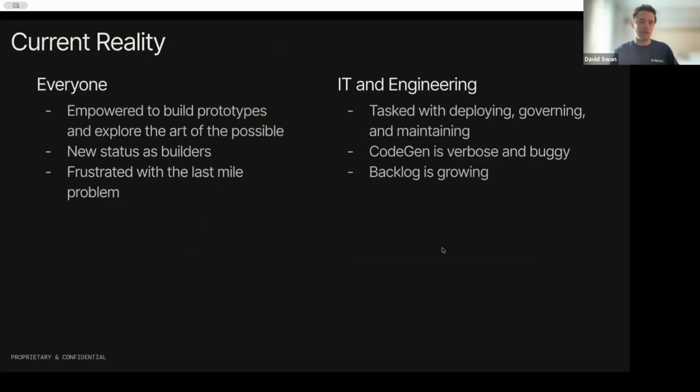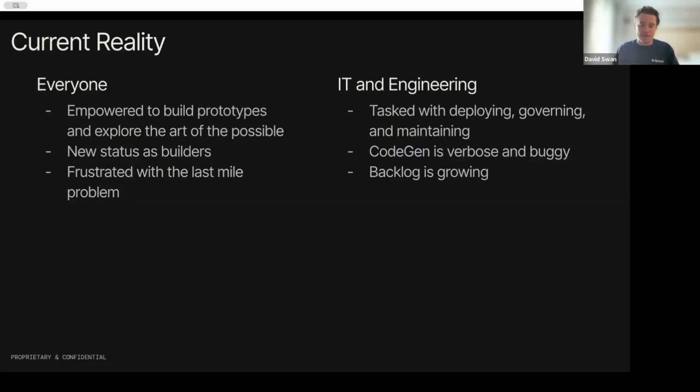So much so that there's maybe two organizations butting heads, where everyone is now empowered to go build prototypes and explore the art of the possible. They have this new status as builders and they're truly empowered. But they get frustrated with that last mile problem. And whether that is a frustration because the AI solution isn't getting it across that last mile, or it's causing a sort of butting heads between the non-technical org and the technical org, it's resulting in frustration. It's resulting in a backlog that's growing and sometimes code that doesn't meet the standards of the organization.